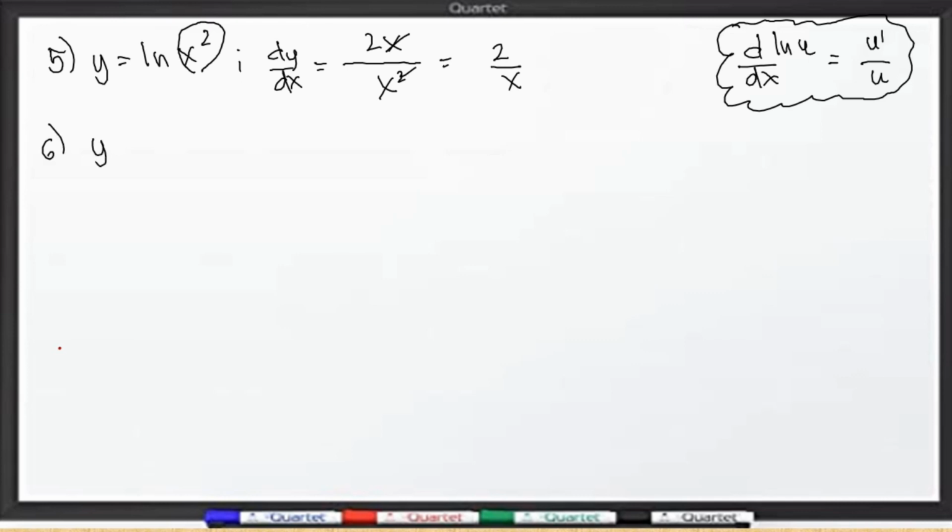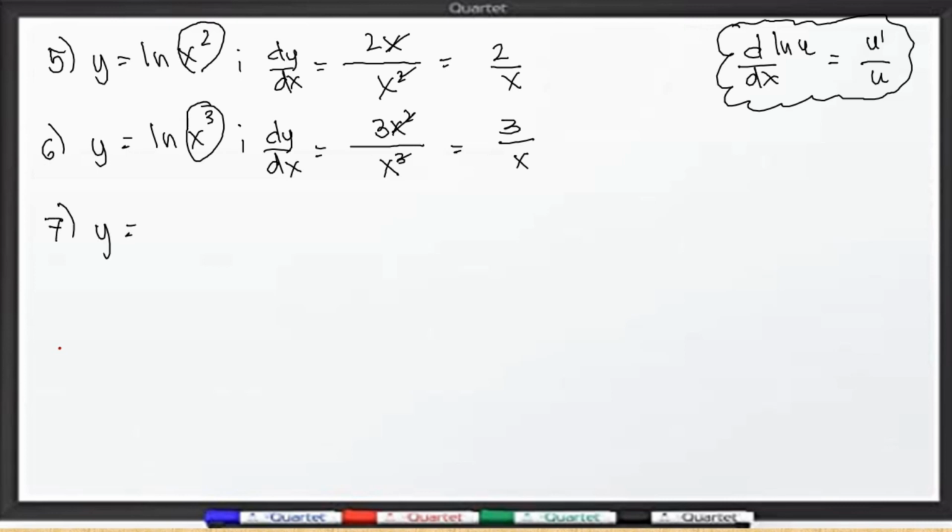Number 6 po tayo. Increase nga po natin, y is equal to ln of x cubed. Tingnan po natin kung makakabuo po tayo ng pattern at magkakaroon po tayo ng conclusion sa mga pattern na ating ginagawa. What is the derivative of y with respect to x? Ang u po natin dito ay x cubed. Susulat mo lang doon x cubed, tapos yung du dx is 3x squared. Cancel yung x squared, mangyayari 3 over x. Tingnan naman po natin kung number 7, y is equal to ln of x to the fourth.